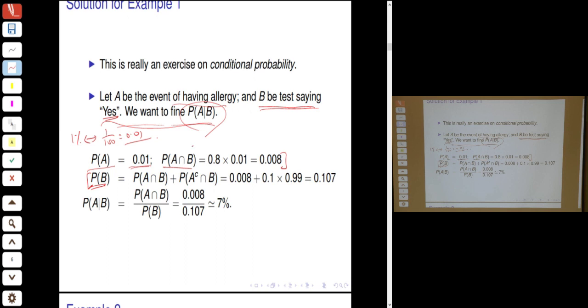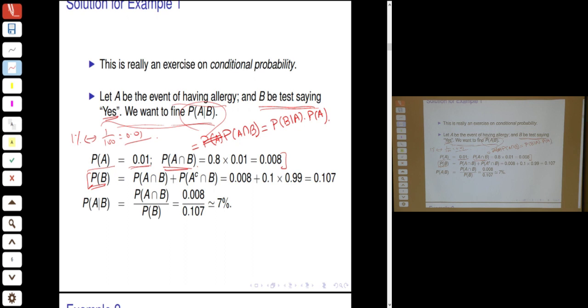So this is equal to, whether the person has the allergy or not and whether the test is saying yes or not is independent. So you can write this as, or rather, without considering whether A and B are independent, you can think of probability A intersection B as probability of B given A times probability of A, right?